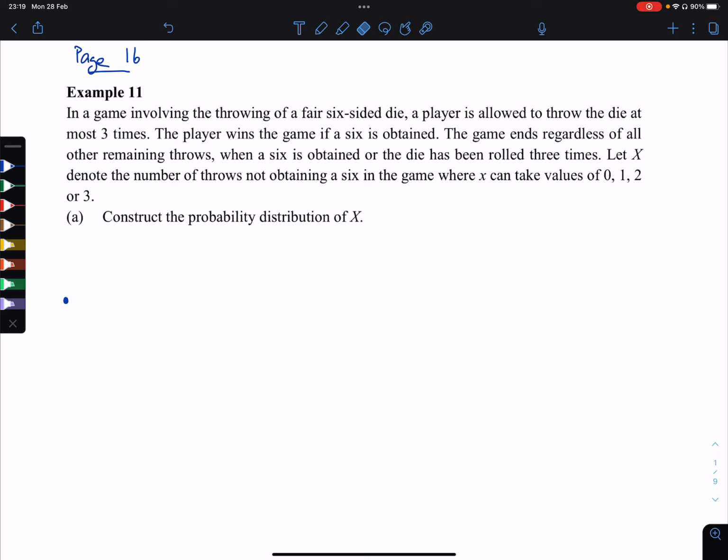Before we start to explore example 11, pause the video now and take a minute to read through the scenario that is the context of this question.